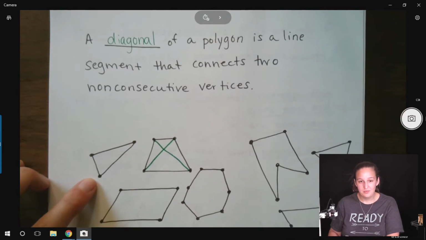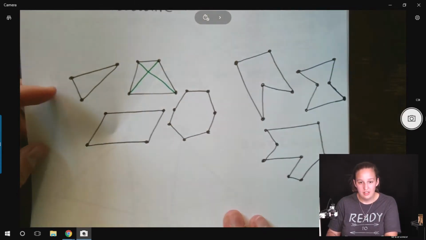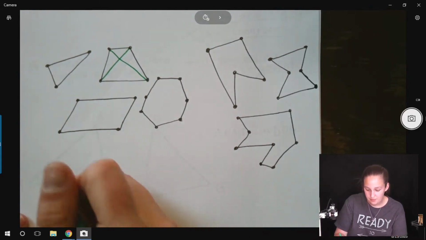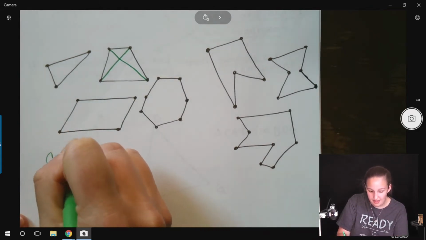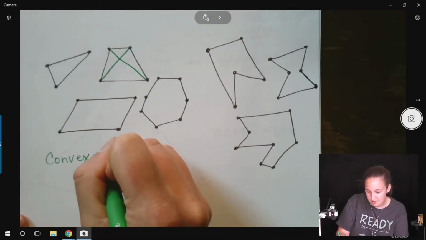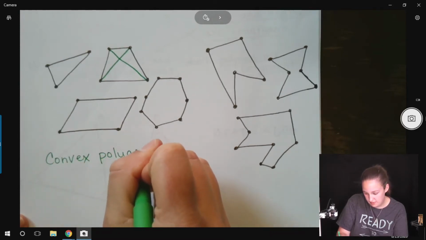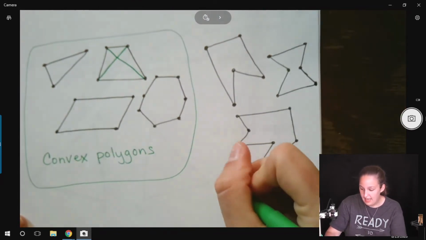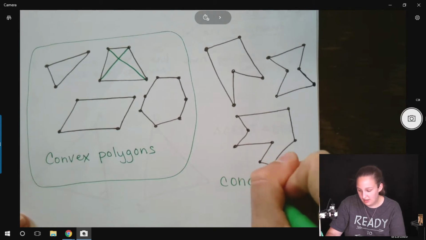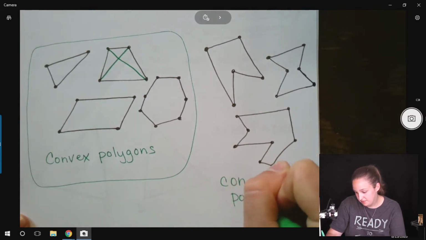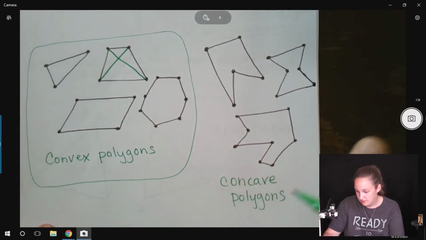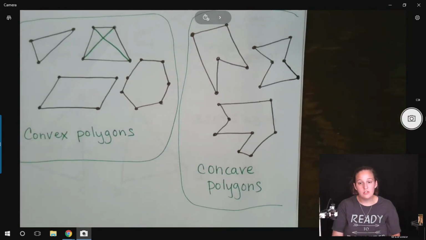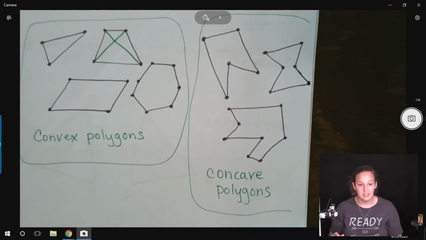Okay, so these are two different groups. These polygons are called convex polygons. Right? And these are called concave polygons. Okay, so those are our two types of different polygons.